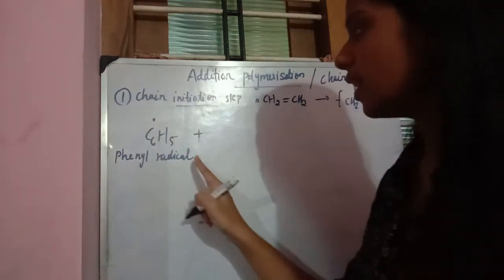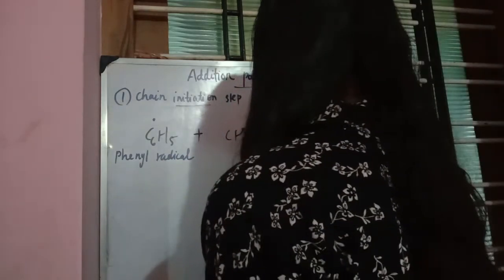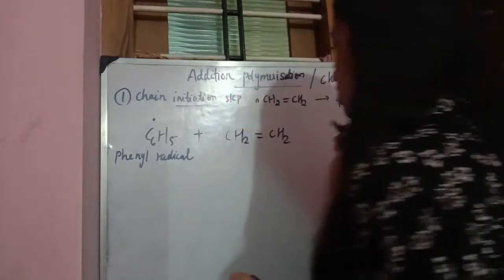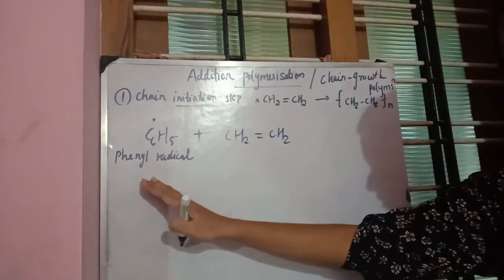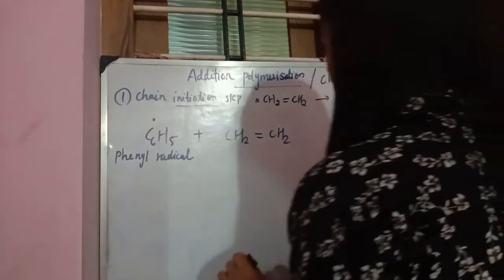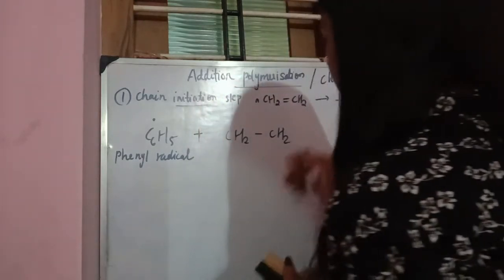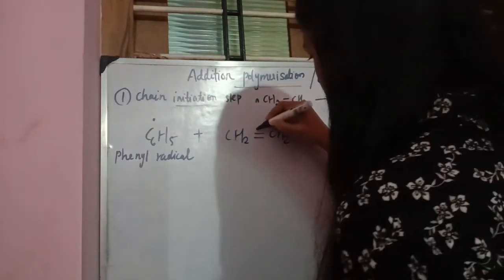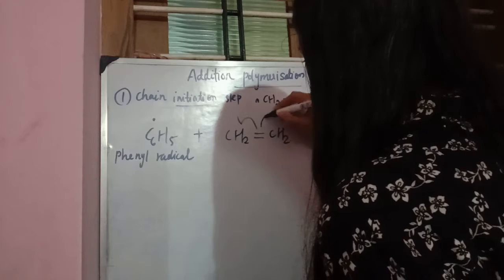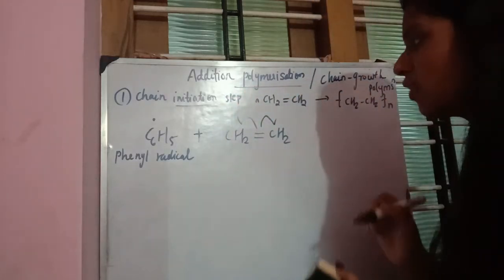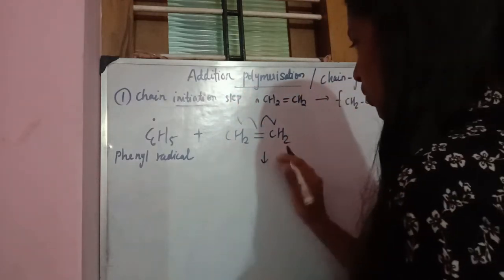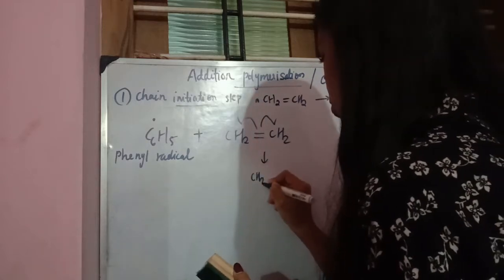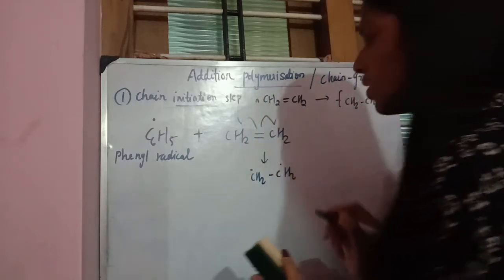So here phenyl radical combines with ethene, CH2 double bond CH2. This is a free radical, right? So what happens? Ethene also undergoes homolytic fission. Here we have a double bond, so in ethene this bond shifts towards this, and homolytic fission takes place. This leads to the formation of CH2 radical. This is a radical.